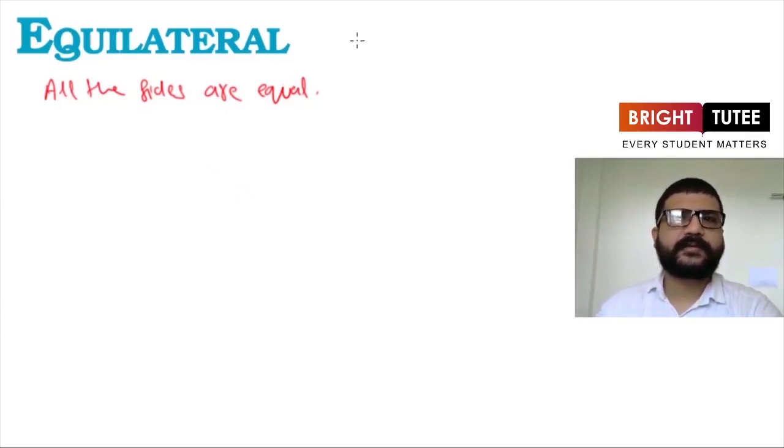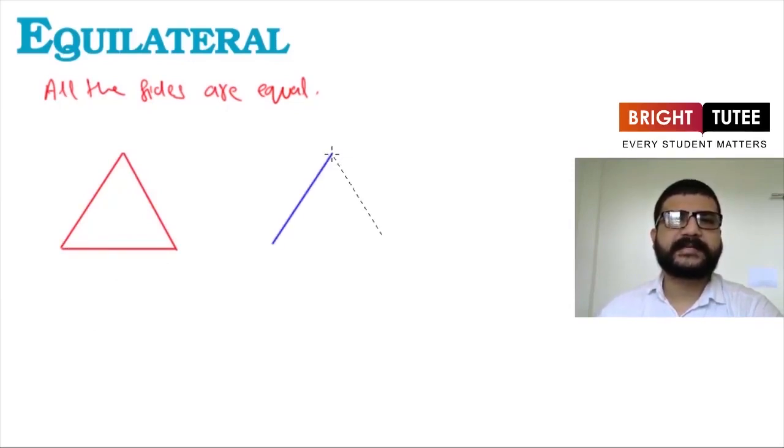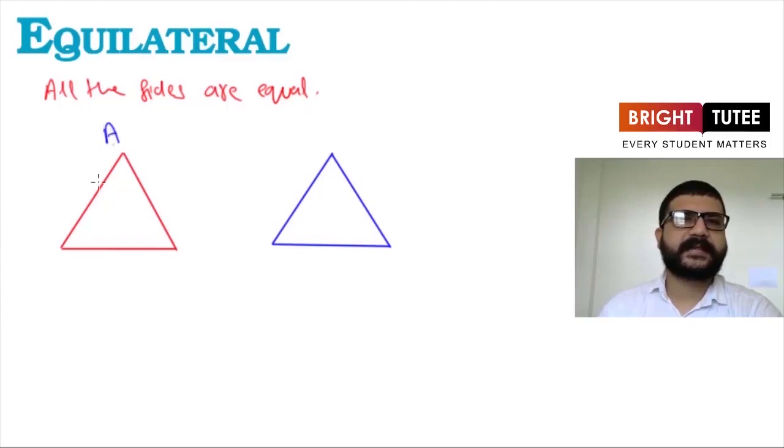So what should we do now? We will do one activity in which we are going to take two copies of equilateral triangle. Let's say the first one is this and the second one here is this one. They both are exactly same triangles. We can name them as A, B, C. And as the second one is copy of the first one, so it will also be A, B and C.